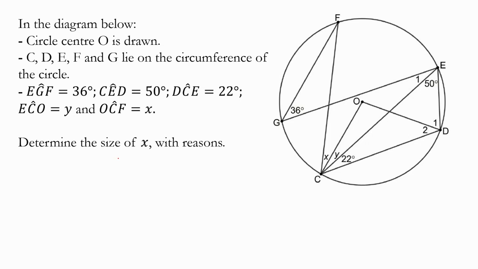Welcome back. Let's do question 4b. We read the information and we also discussed the rider, and we also found the value of y. We said that y is 18 degrees. And then it says now determine the size of x with reasons.